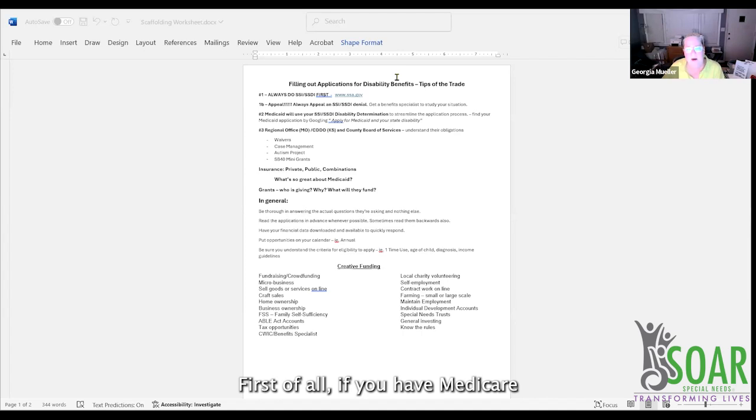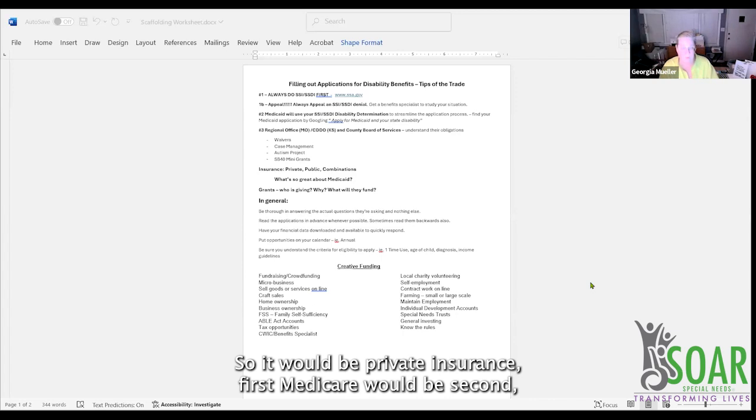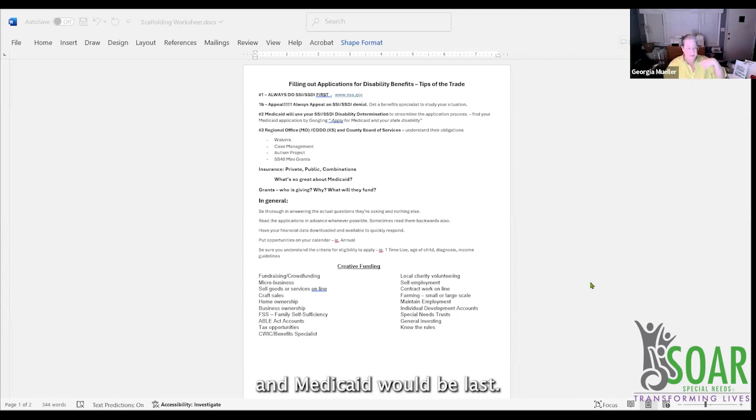If you have Medicare and private, let me rank these for you. There's Medicare, there's Medicaid, there's private. Private insurance is always your payer of first resort, always. The closest you can get to a private resource of any kind will always be the first payer. So it would be private insurance first, Medicare would be second, and Medicaid would be last.